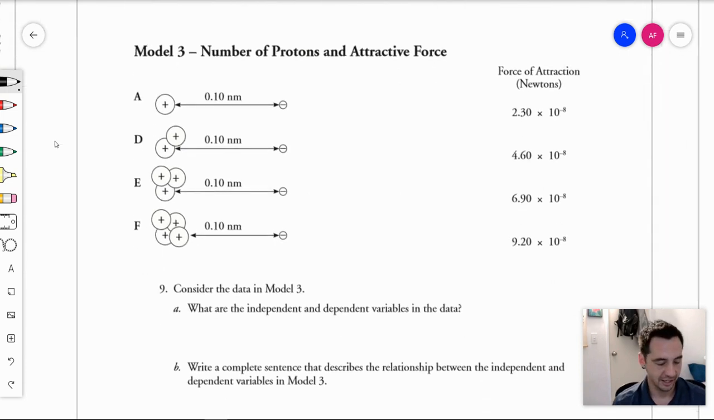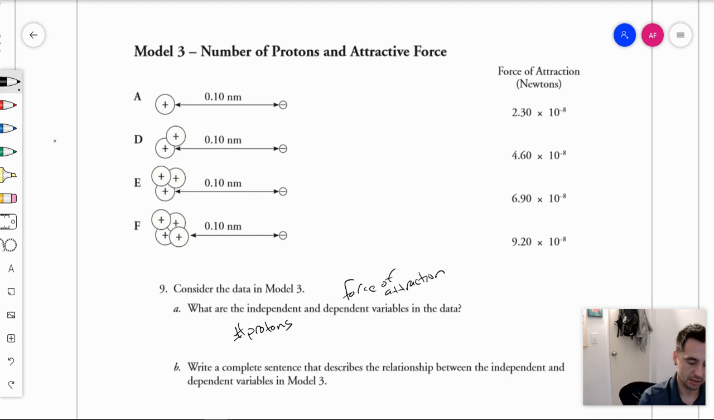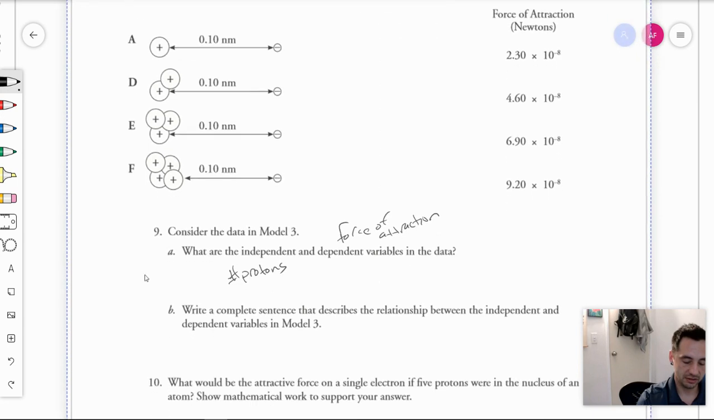Number of protons and attractive forces. So now we're going to be looking at what happens as we move from left to right on the periodic table. Here, what are the independent and dependent variables? Independent is the number of protons. The dependent is again the force of attraction. And what is the relationship between these two things?